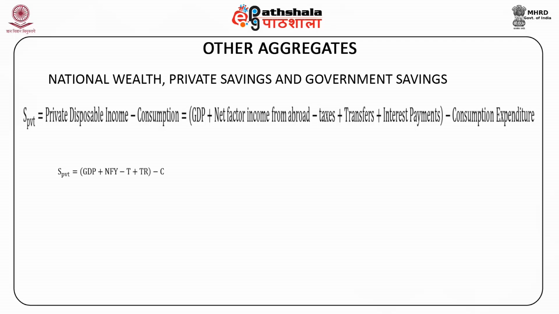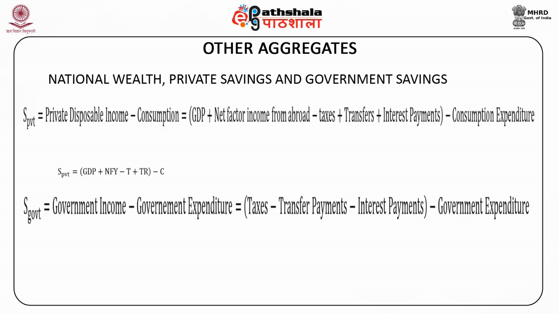The government saving, on the other hand, or the budget surplus, is measured as the net government income minus the government purchases of goods and services. That is, government savings is equal to government income minus government expenditure. That is, taxes minus transfer payments minus interest payments minus the government expenditure. It can be written as T minus TR minus INT minus G.